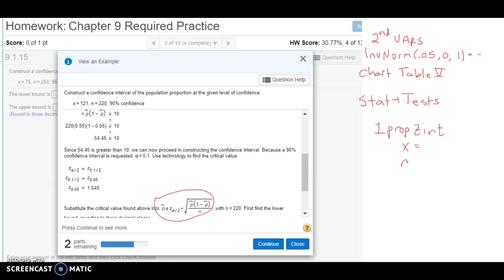You basically type in X, type in N, and type in what's called the C level. That's a decimal. So X would be exactly what you see, 121. N would be 220, and the confidence level would be 0.90. I believe it says calculate underneath that, and it automatically gives you the interval. It takes a little bit longer and there's a little more room for error this way, but the calculator can do this for you as well. That's how to get your critical value, either in the calculator or by hand, and how to get the entire interval all together in the calculator. So I hope that was helpful.